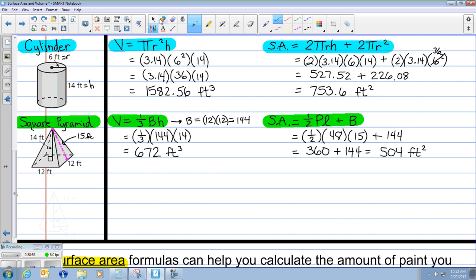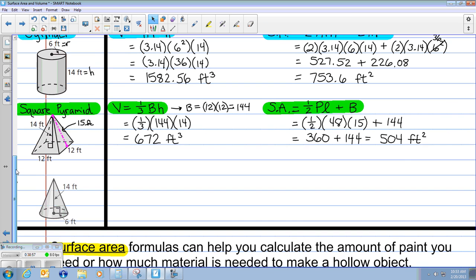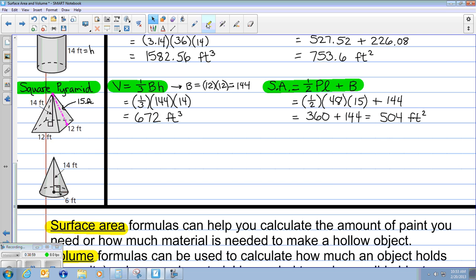All right, a last problem. We have one more shape. This one hopefully you recognize as well. This is obviously a cone.